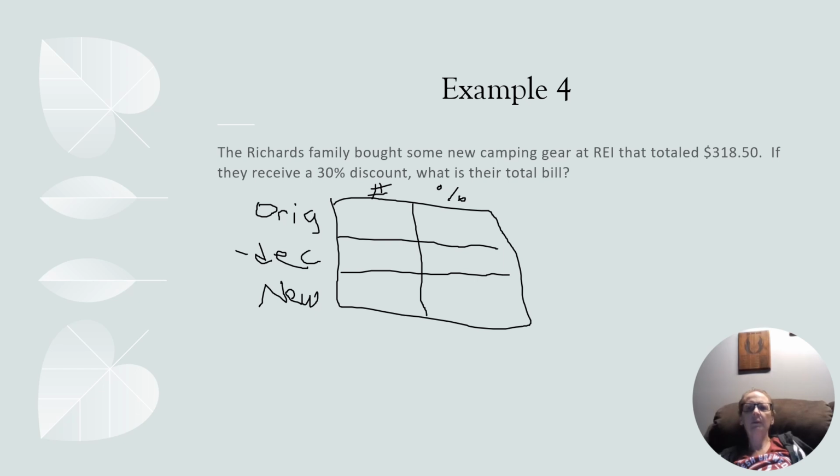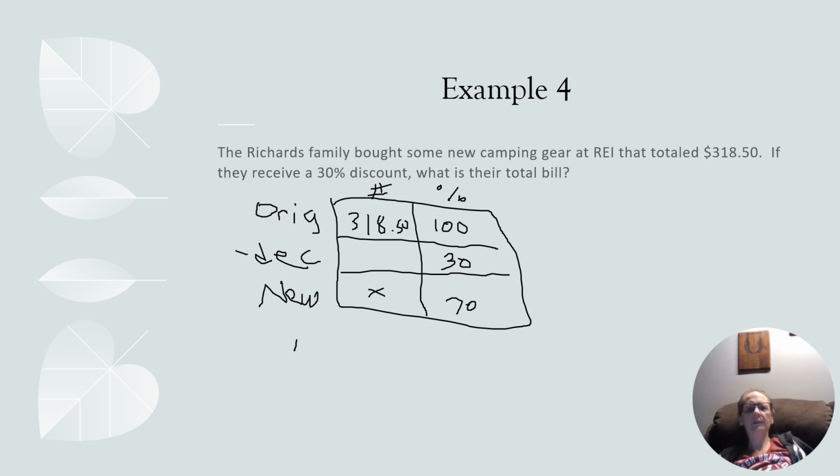So let's read the problem again. The gear cost $318.50, but they received a 30% discount. I'm going to go ahead and put that 30% discount in. Original percent for these problems is always 100. That means the new percent is 70. 100 minus 30 is 70. So that $318.50 would be the price that this originally cost because they received a discount after that. And their new cost is their total bill. I'm just going to call that X. It doesn't really matter what you call it.